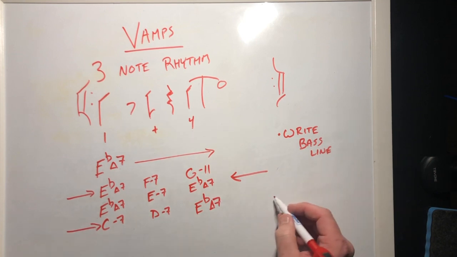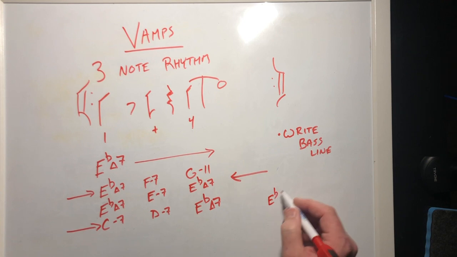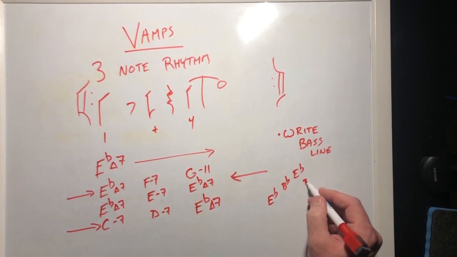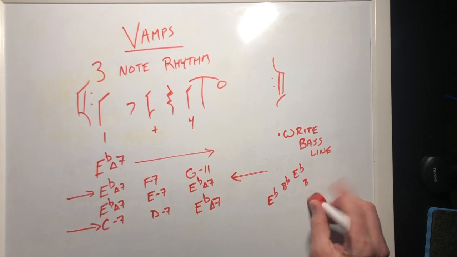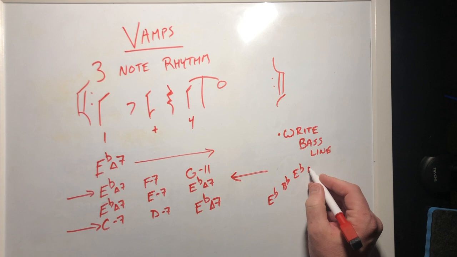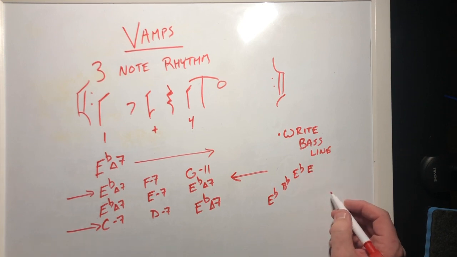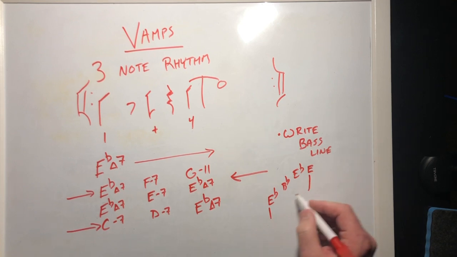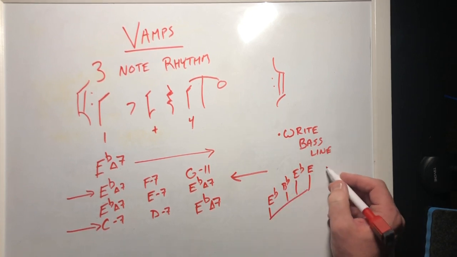In this case, I think it might be interesting to write a little bass line based on this chromatic progression where we have the notes E flat, B flat, E flat on 1, the end of 1, 2, and then on the and of 2, lining up with our vamp rhythm, that's where we'll transition to E. So we have a nice little chromatic movement going from E flat up to E on the and of 2.